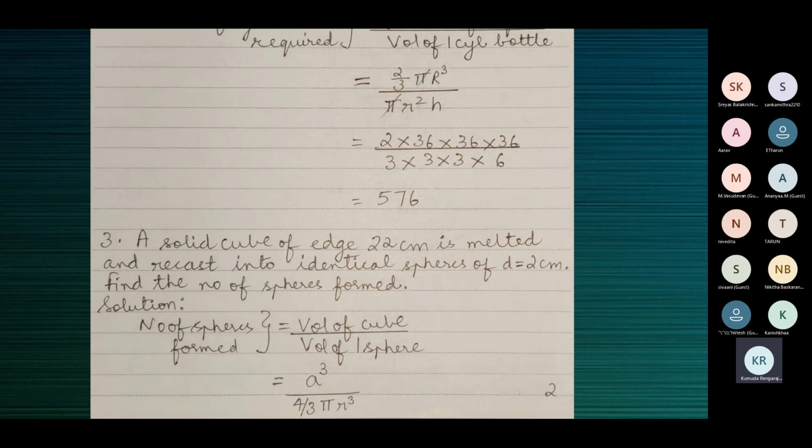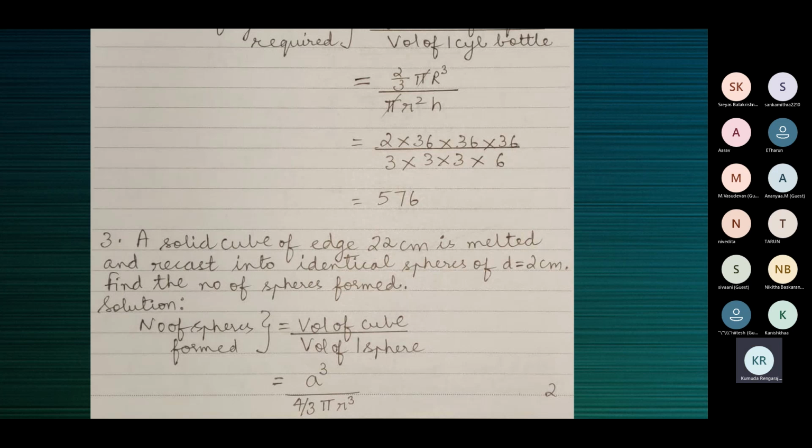Each marble has a mass of, how much should I say, 5 grams. 150 grams in all you have. Each marble has a mass of 5 grams. So 150 by 5, 30 marbles you can make in all.